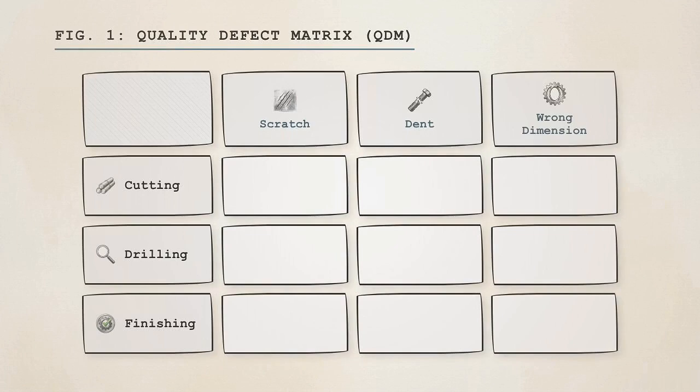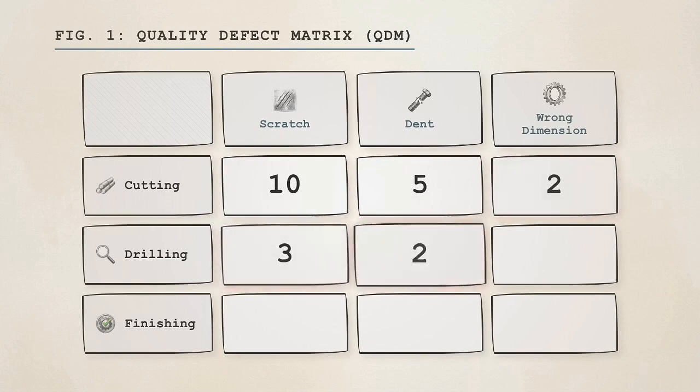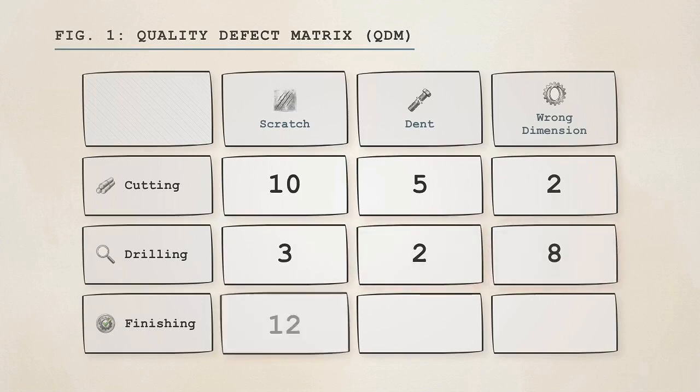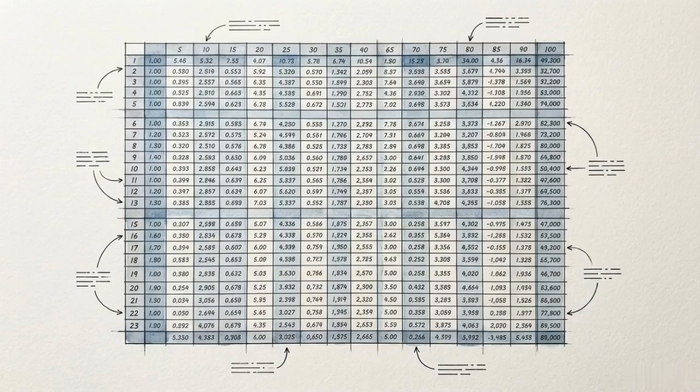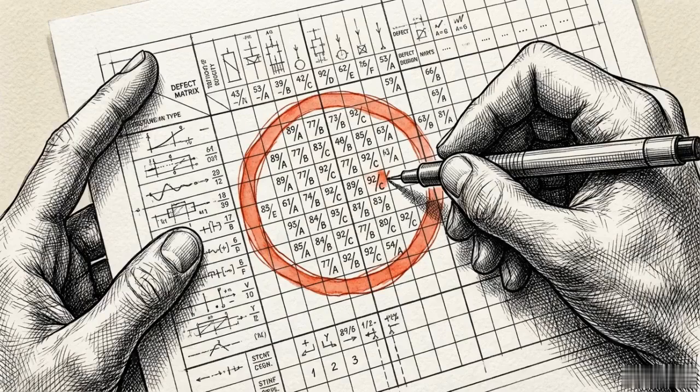Each cell gets the exact number of times a defect occurred. We start with the cutting stage, entering 10 scratches, 5 dents, and 2 dimensional errors. We then quickly drive through the remaining data, populating defect frequencies for drilling, followed immediately by finishing. Stepping back, the structure is complete. Stacks of messy, isolated defect reports have been instantly organized into a single, readable format. This structured grid functions as a diagnostic instrument, pinpointing exactly where the production system is losing time and bleeding money.